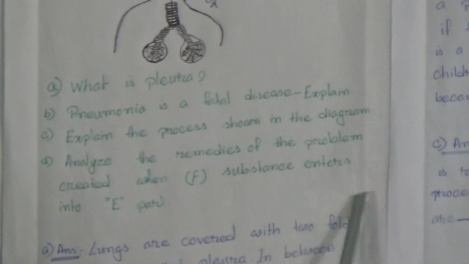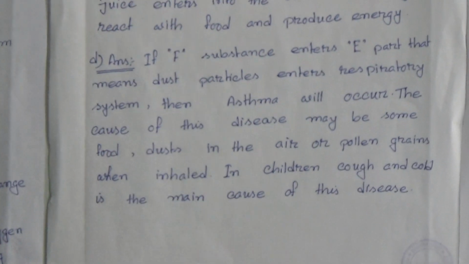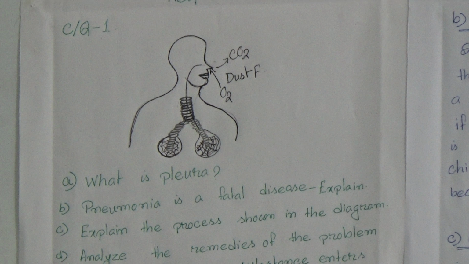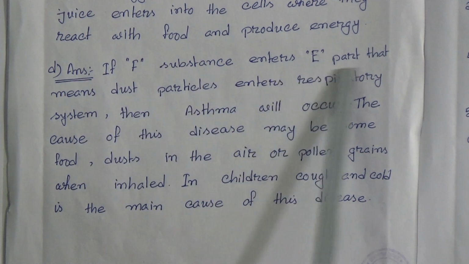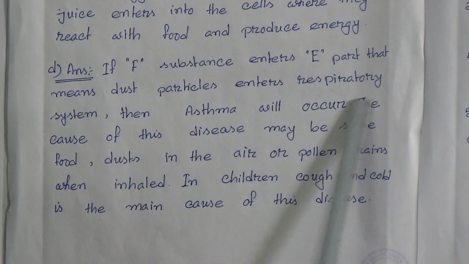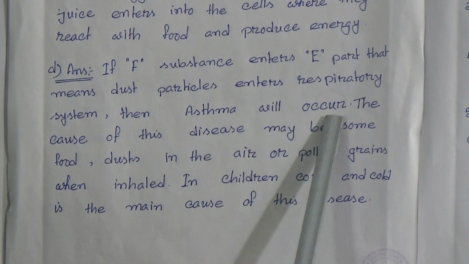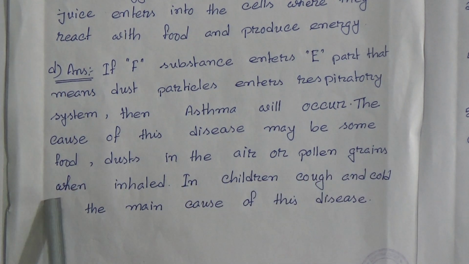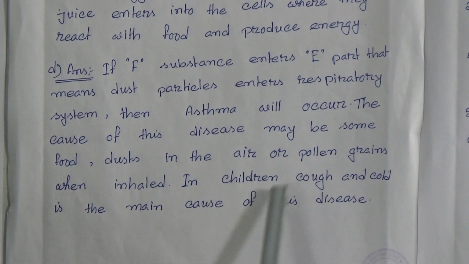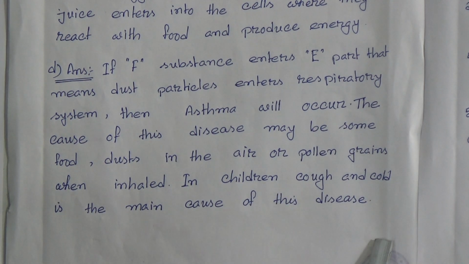Now question number D. Analyze the remedies of the problem created when F substances enter into E part. Answer: here we marked F particles as dust particles, and E part is the nostril. So if F substances enter E part, that means dust particles enter the respiratory system, then asthma will occur. The cause of this disease may be some food dust in the air or pollen grains when inhaled. In children, cough and cold is the main cause of this disease.